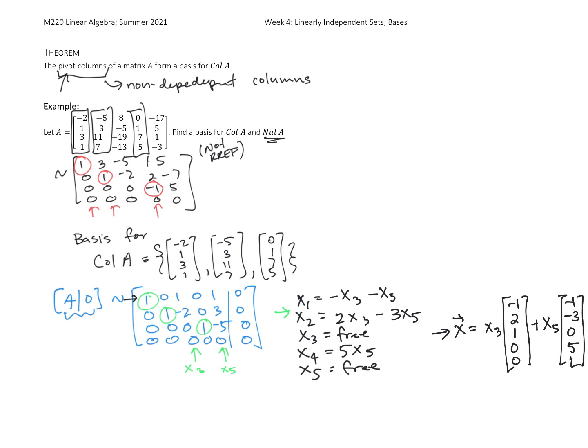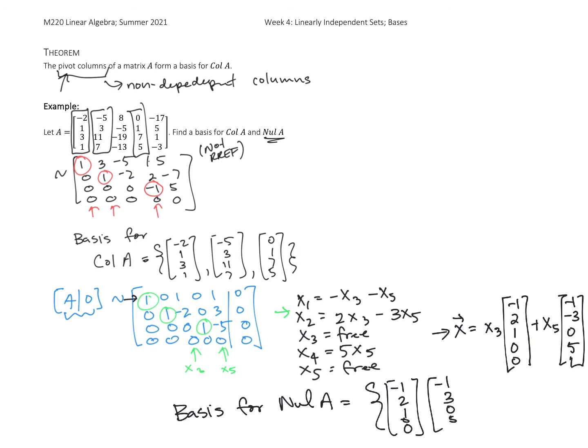All right, so the basis for the null space of A is equal to the set of those two vectors, the -1, 2, 1, 0, 0, and -1, -3, 0, 5, 1. All right, there we go. That's it on bases. Well, no, that's not it on bases. We're going to keep talking about them, but that's it for this section.